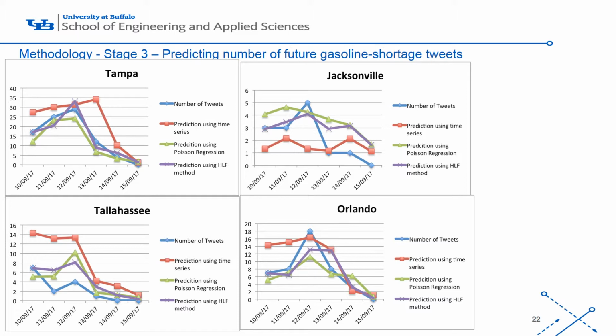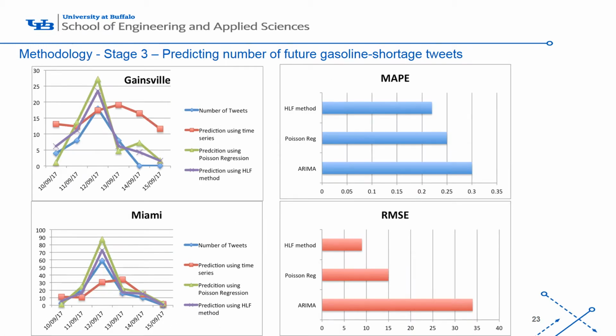And we predicted, so that we had the number of tweets, we predicted using time series, using Poisson regression, using the HLF method for the cities of Tampa, Jacksonville, Tallahassee, and Orlando. Then we were predicting the number of future gasoline shortage tweets. And again, we're continuing that. We have Gainesville and Miami, and then we have the MAPE score and the RMSE scores for these.